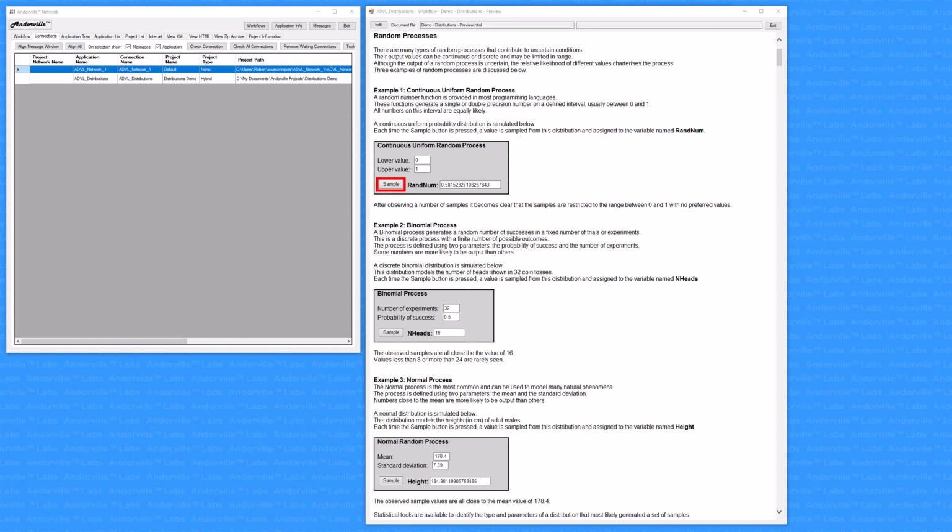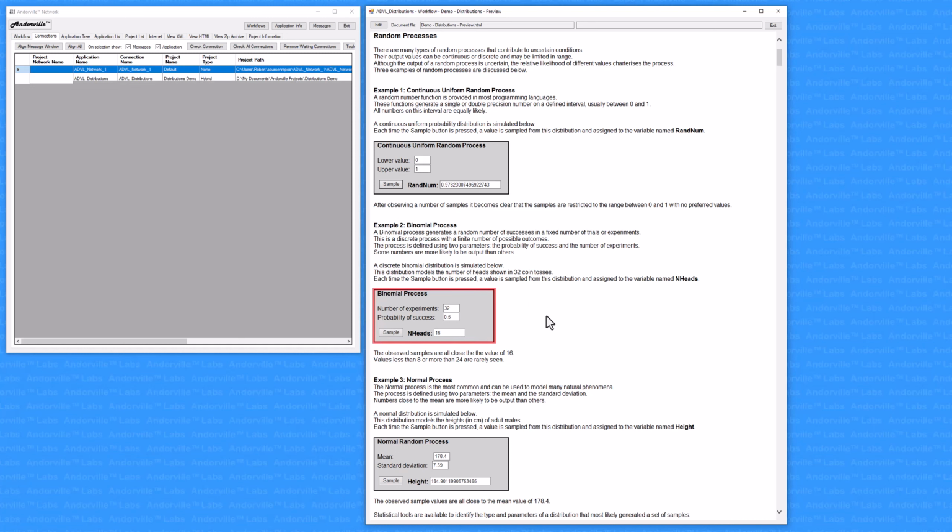Each time the sample button is pressed, a value is sampled from this distribution and assigned to the variable named randNum. After observing a number of samples, it becomes clear that the samples are restricted to the range between 0 and 1 with no preferred values.